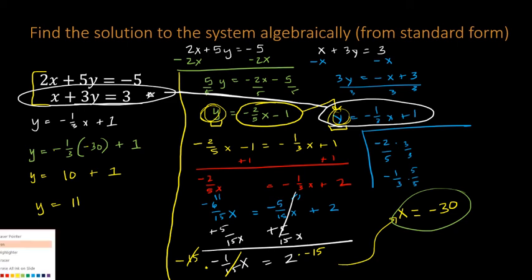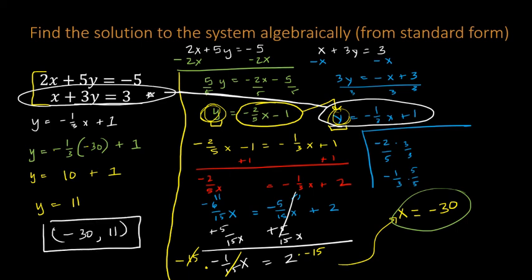So the final answer here is negative 30, 11. So that's my ordered pair. That's the solution to my system of equations written in standard form. And again, we solved it by rewriting our standard form equations in slope-intercept and then using substitution to solve for our ordered pair.